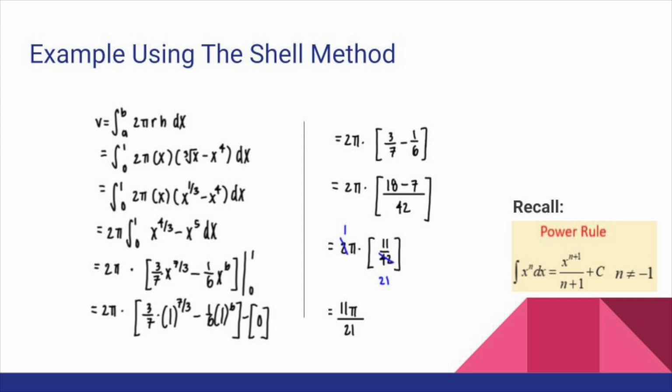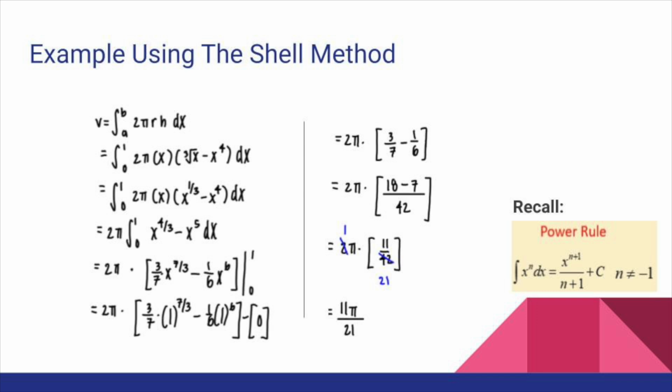It is time to begin integrating. As previously mentioned, the volume equals the integration from a to b of 2 times pi times r times h. Now that we know the values, we can substitute them. So, volume equals the integration from 0 to 1 of 2 times pi times x times the difference of the cubic root of x minus x to the power of 4 with respect to x.